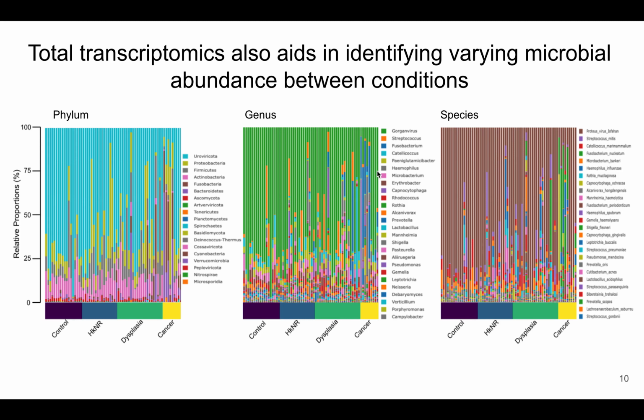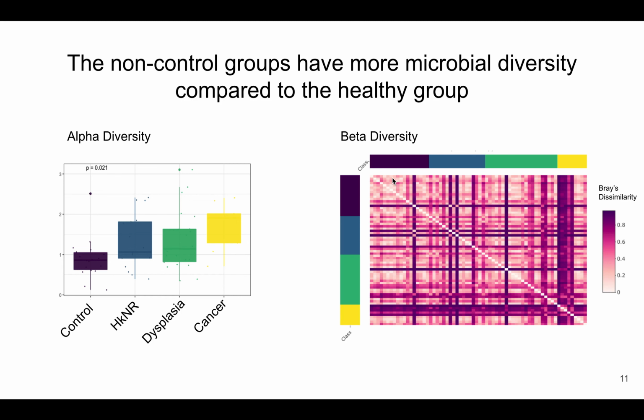And for our downstream analysis, we considered the genus level rather than the species, because some of the species in our data set were unidentified. So one could also look at the richness of the microbial diversity in each of these histopathological groups. This was done by first identifying the microbial changes in samples, which can be identified as alpha diversity. And here we can see that the HKNR group, as well as the cancer group, is highly rich compared to the control group.